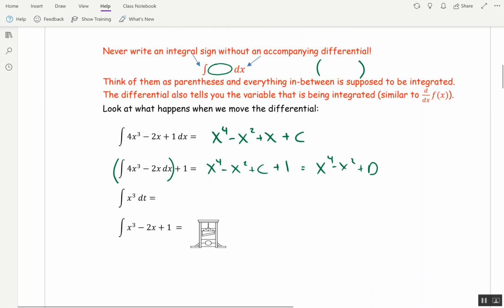Next one's a little bit tricky. See if you can do it without me. Just pause the video and see if you can get it.